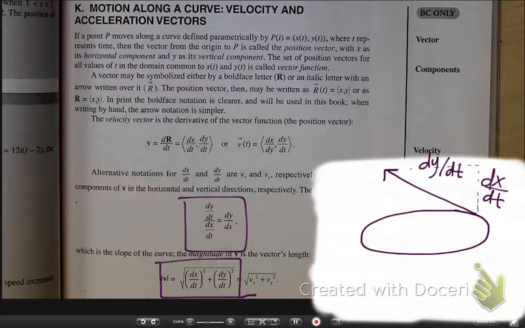What I just drew over there is a little right triangle coming off of the velocity vector that shows you that the horizontal and vertical components together make up the magnitude of the velocity. If you square dx/dt and you square dy/dt and you add them together and take the square root of that, that'll be the length of this line here. It'll tell you how long that is. So that's where we get that formula down below for the magnitude of the velocity, essentially from the Pythagorean theorem.